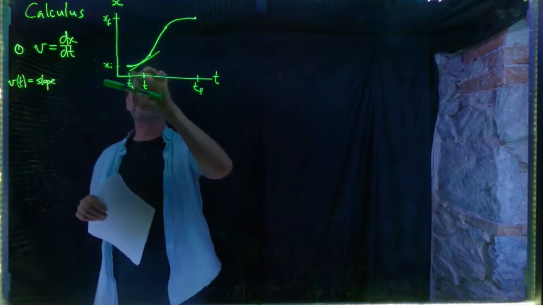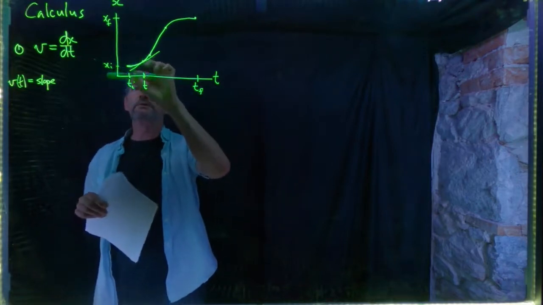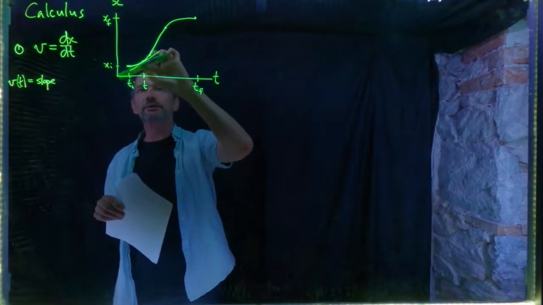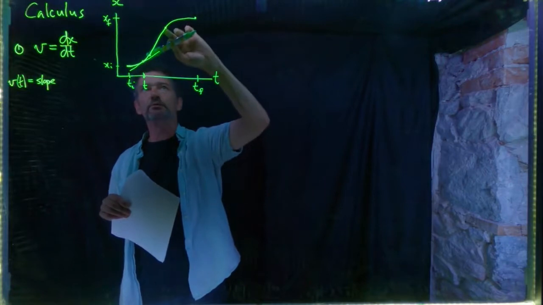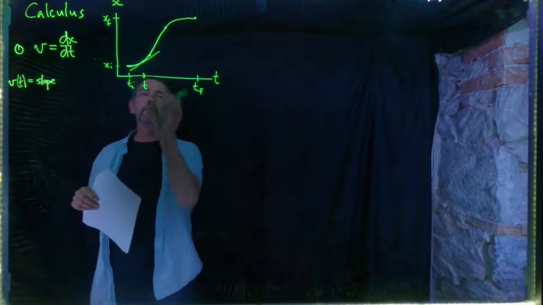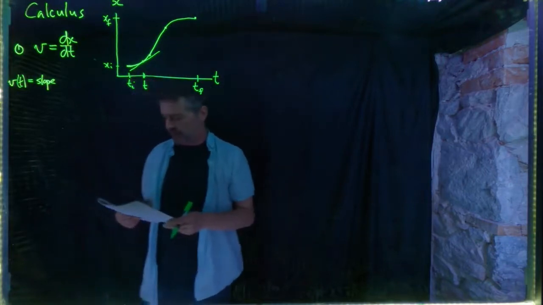The slope at this point is horizontal, it is 0. The slope at this point is bigger than 0, increasing, increasing, increasing. Here the slope is maximum, the velocity is maximum through here, and so on. So we need to figure out the instantaneous slope. How do we do that?